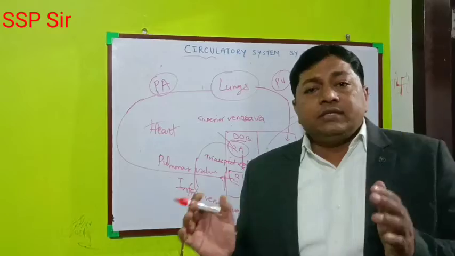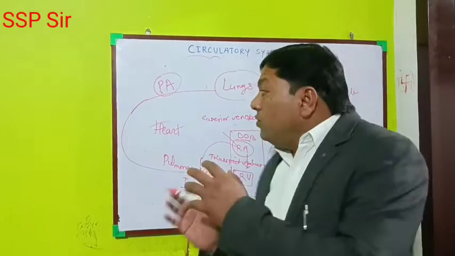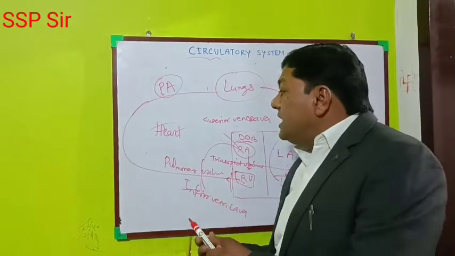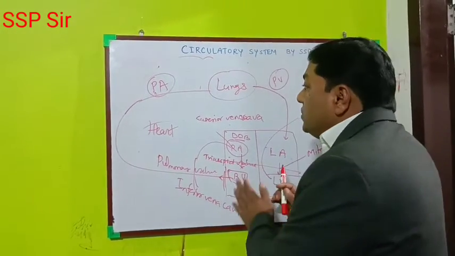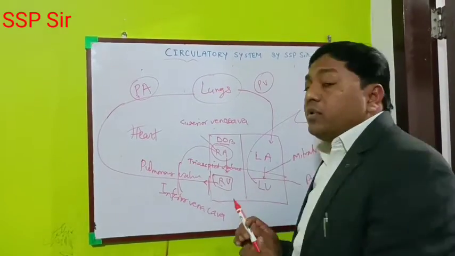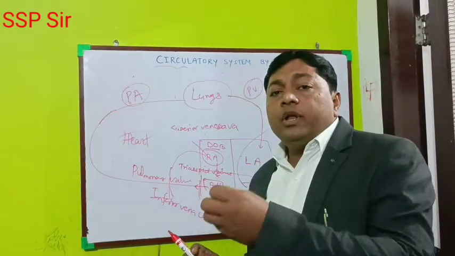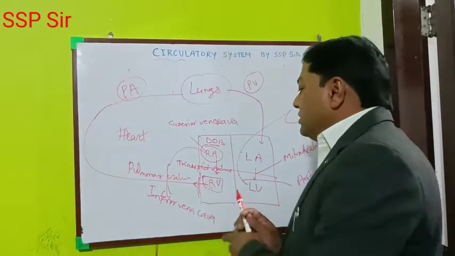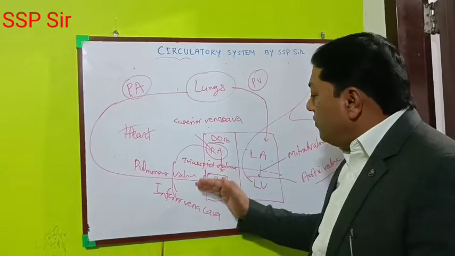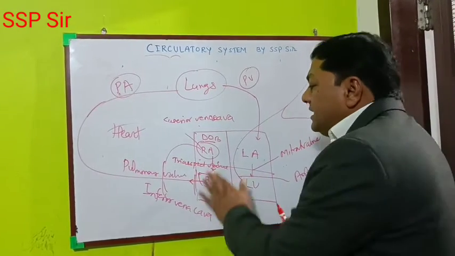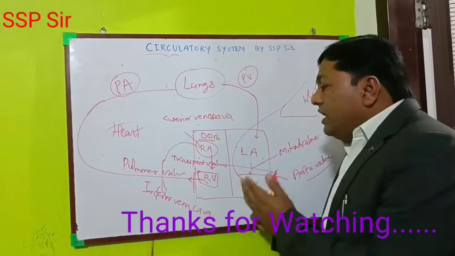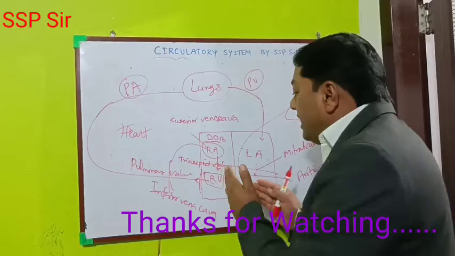We will discuss later the mode of the heart, how it works, how the blood reaches the whole body and is collected from the body and reaches back to the heart, and what the work of the valves present here is, and where the SA node, AV node, and Purkinje fibers are present.